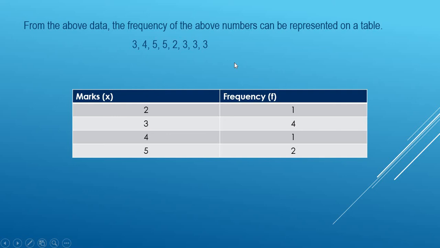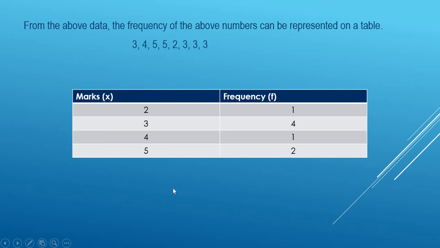So 2, how many times has it occurred? 1. 3, how many times has it occurred? 1, 2, 3, 4. 4, how many times has it occurred? 1. And 5, how many times has it occurred? 2 times.